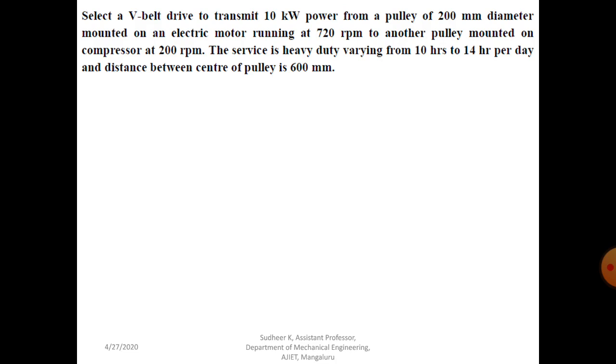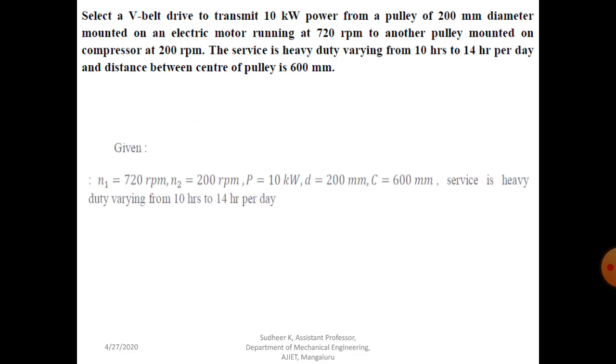Select a V-belt drive to transmit 10 kilowatt power from a pulley of 200 millimeter diameter mounted on an electric motor running at 720 rpm to another pulley mounted on a compressor at 200 rpm. The service is heavy duty, varying from 10 hours to 14 hours per day, and the distance between centers of pulleys is 600 millimeter. So this is the usual nature of the problem under selection of V-belt.